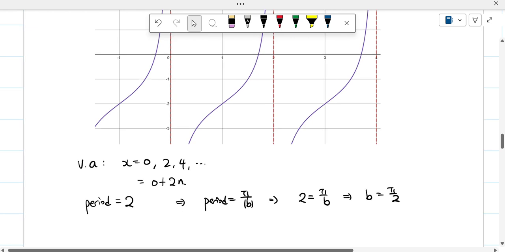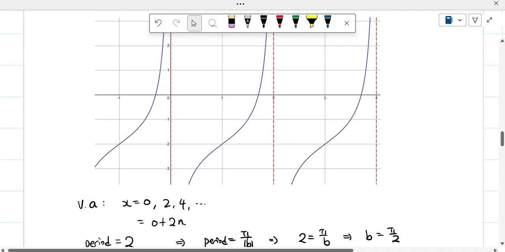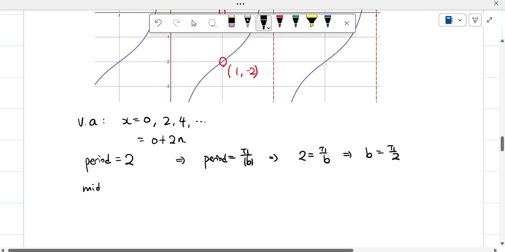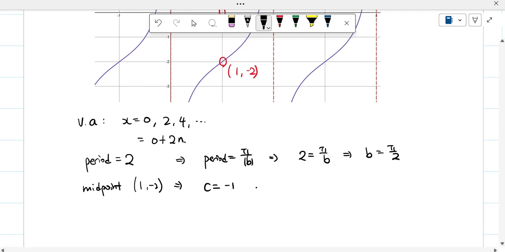Now let's also try to find the phase shift as well as the vertical displacement. Because I know that the period is 2, then I know that the middle between 0 and 2, which are the vertical asymptotes, would be where the midpoint is. So it seems like this point has the coordinate of 1, comma, negative 2. So I think that midpoint of 1, comma, negative 2 tells you two things. First, that c is equal to negative 1, because you do a horizontal translation to the right by 1. And also, d is equal to negative 2 because you do a vertical displacement of negative 2.